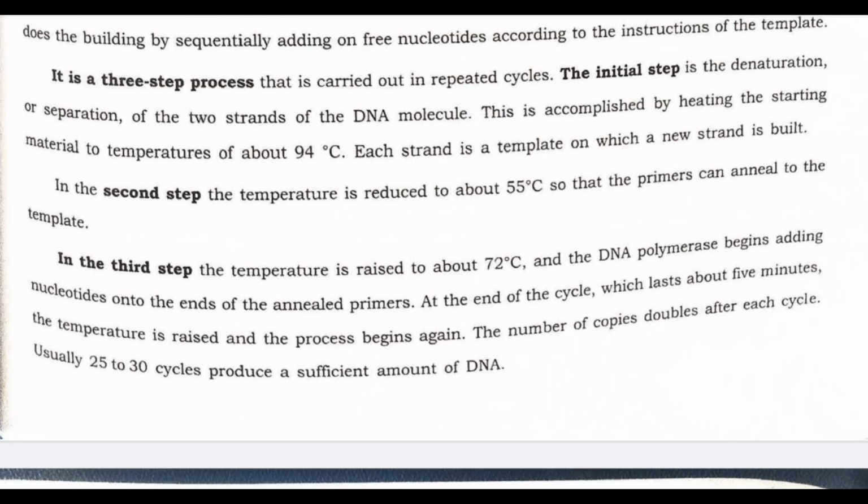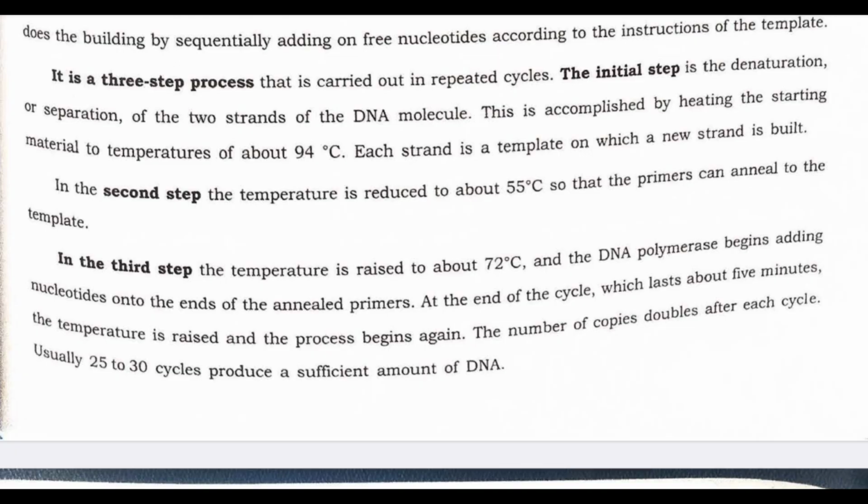In the second step, the temperature is reduced to about 55 degrees Celsius so that the primer can anneal to the template. In the third step, the temperature is raised to about 72 degrees Celsius and the DNA polymerase begins adding nucleotides onto the ends of the annealed primer.